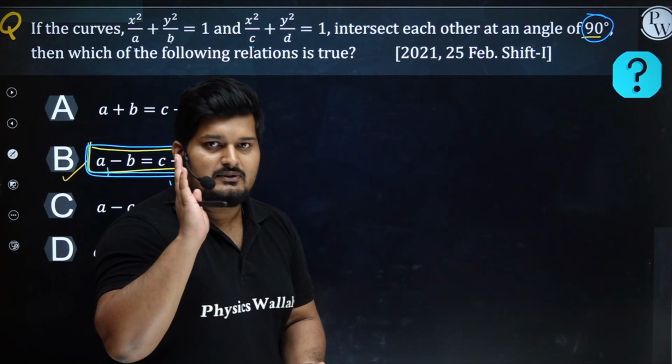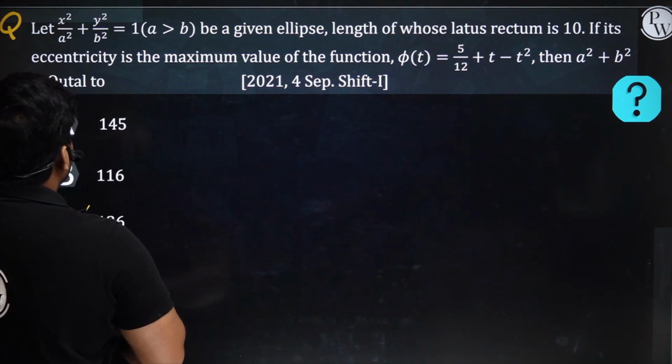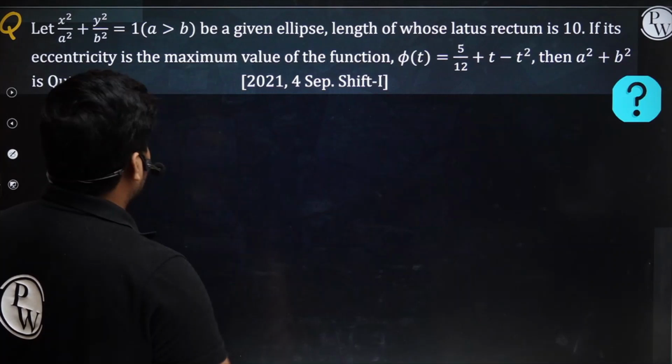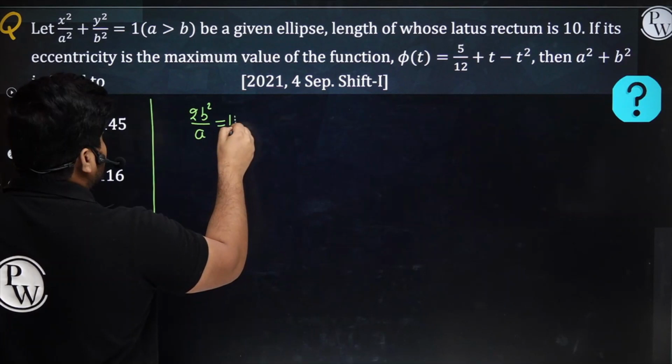Moving on. So what do we have here? x square y square be a given ellipse, length of whose latus rectum is 10. Fine. We are given that 2b square by a is 10. Right? a is greater than b.